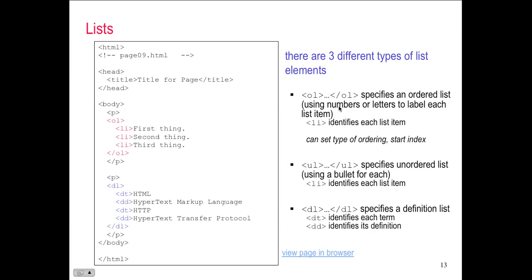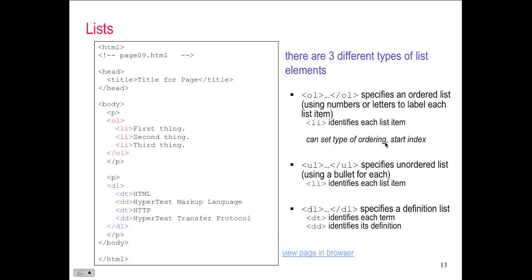So li, list item, is going to be used in both cases. Whether we have an unordered or an ordered list, we start out with that type of list, and then inside the list is the list item. It's not an empty tag, but there's no closing tag. It's just going to be list item, list item, list item, list item. So it specifies the order.